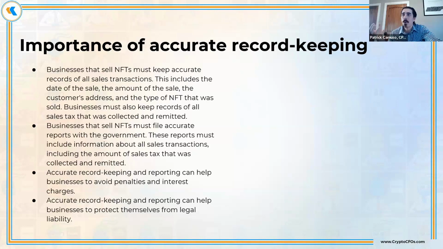And you're going to have to report all this information about the sales transactions, how much tax was collected and remitted. Obviously, you want to stay in compliance with those filings, but the first step is just getting this information. So accurate record keeping and reporting and collecting and remitting is how you're going to avoid all of the issues that I outlined. So that's why this is key.